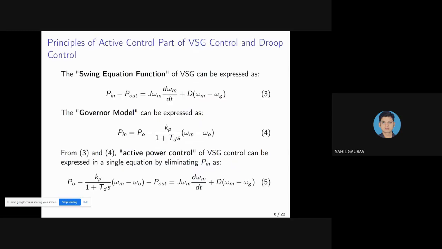And if we put equation number 4 into 3, we get the expression of the active power control equation. That is, if we put P in from equation 4 into equation 3, then we will get the active power control equation of the virtual synchronous generator control in a single equation. So this is the active power control equation of virtual synchronous generator control.